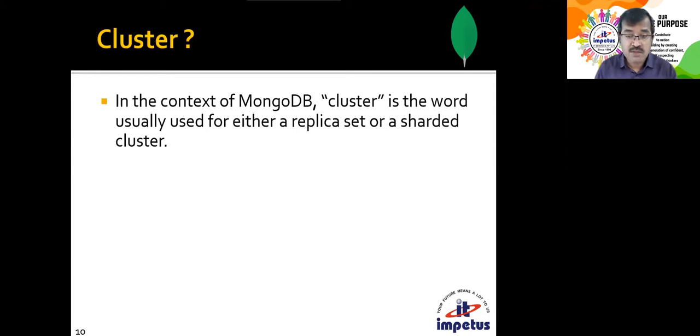So what exactly is this term cluster that we have been using? Because we have mentioned this term, a cluster of machines. So what is this cluster? In the context of MongoDB, a cluster is a word that is usually used for either a replica set or the sharded cluster. Now what is this replica set and what is this sharded cluster? Okay, so let's understand these two very important terms, a replica set and sharded cluster, and you will understand the significance of both of them.